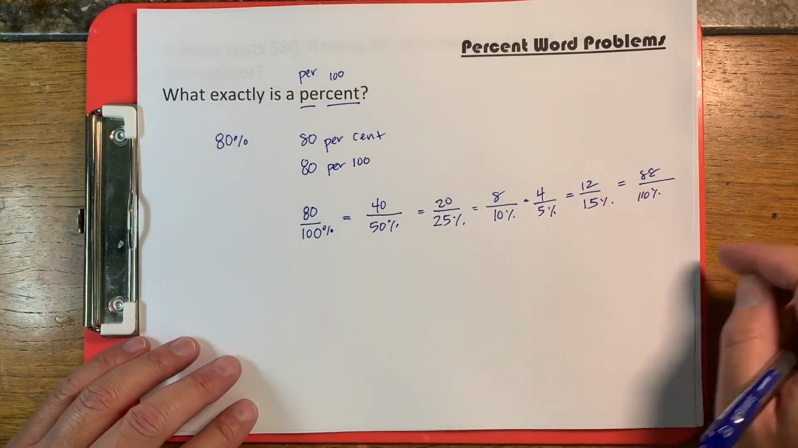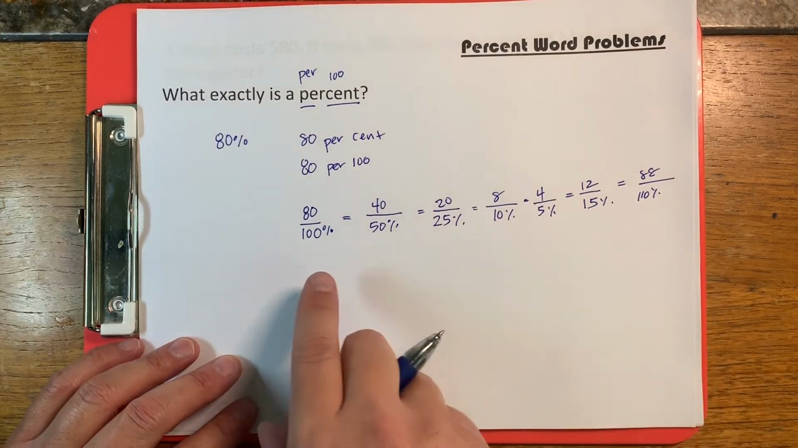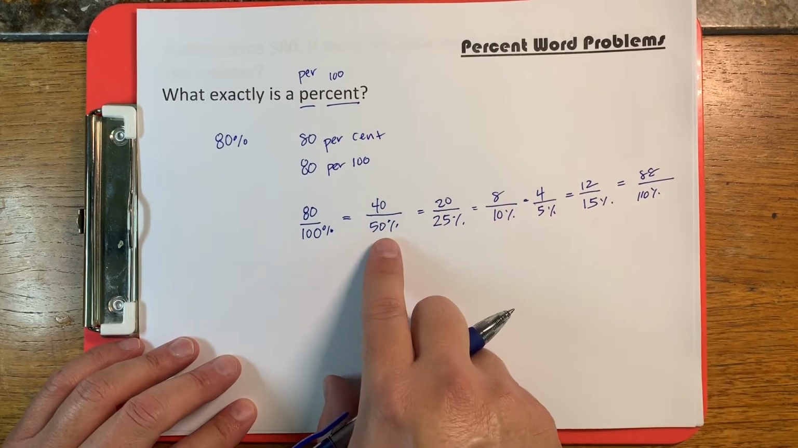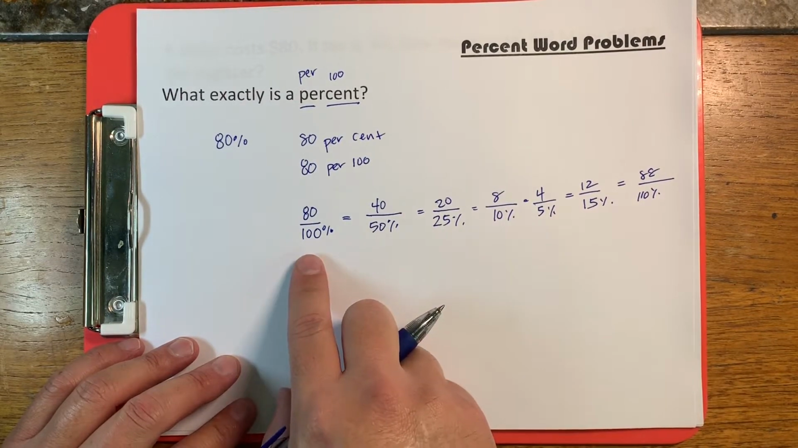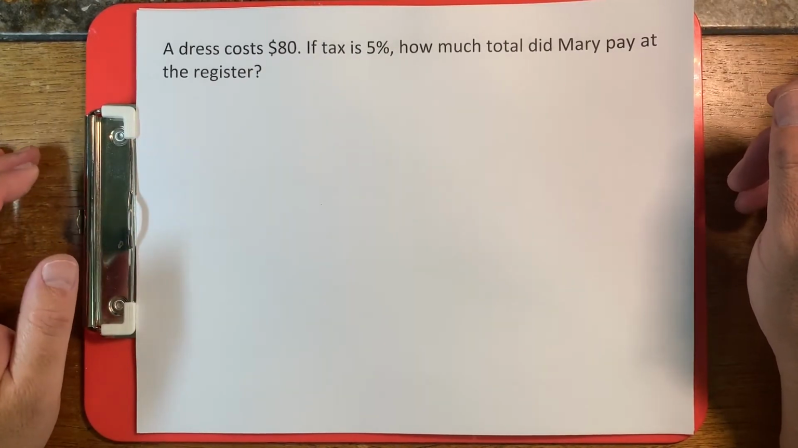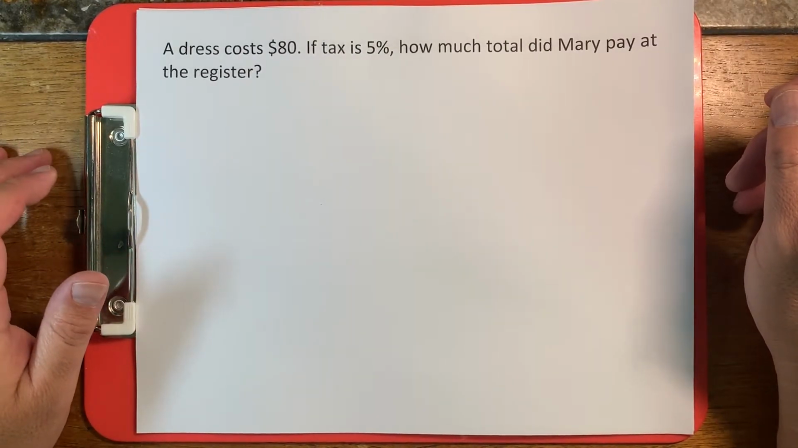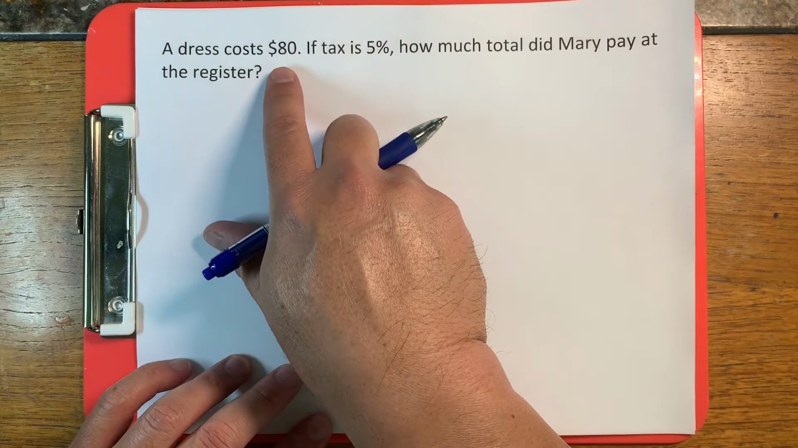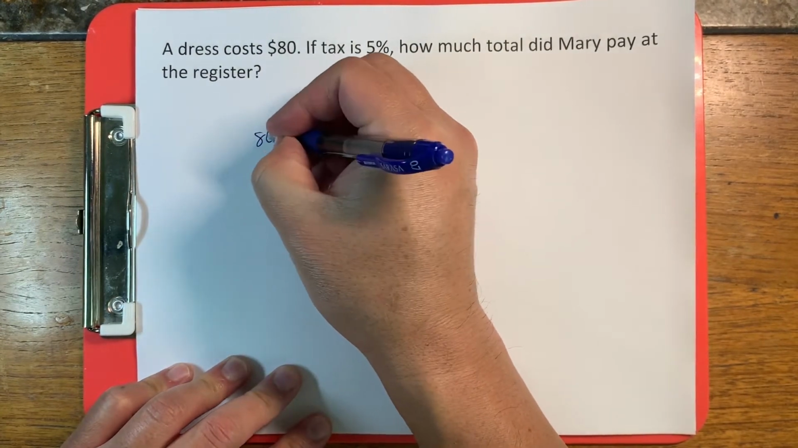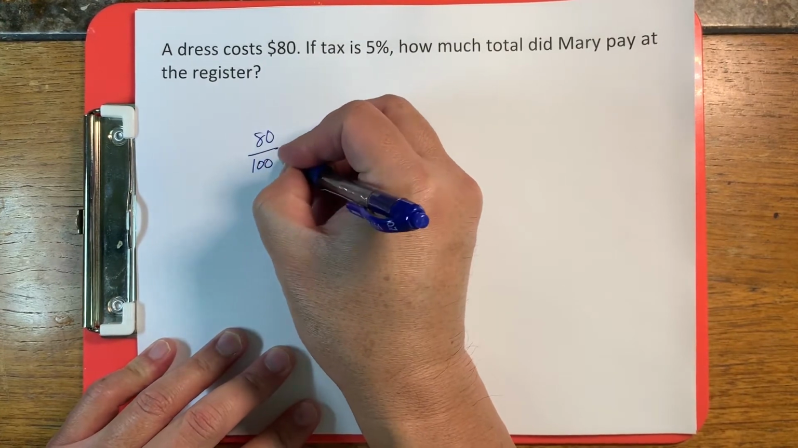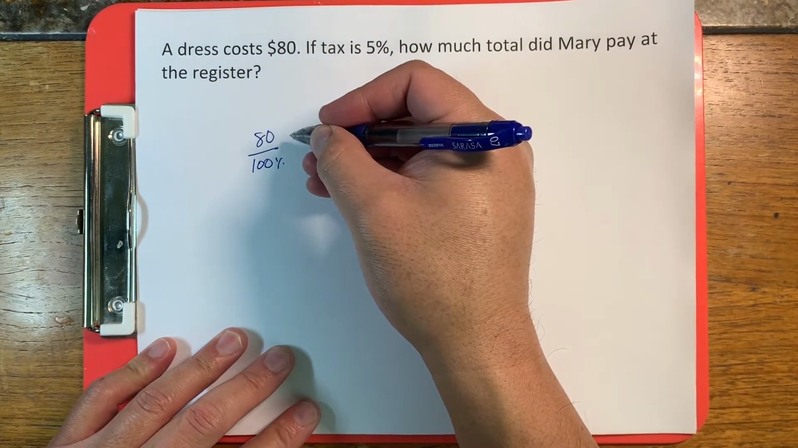Now let's look at the word problems to see how they relate here. Now notice that each one of these fractions are equivalent. This is just a simplified version of that, and so on down the line. A dress costs $80. If tax is 5%, how much total did Mary pay at the register? So if we look at the dress, if we pay full price for the dress, which is 100%, we can see that relationship here.